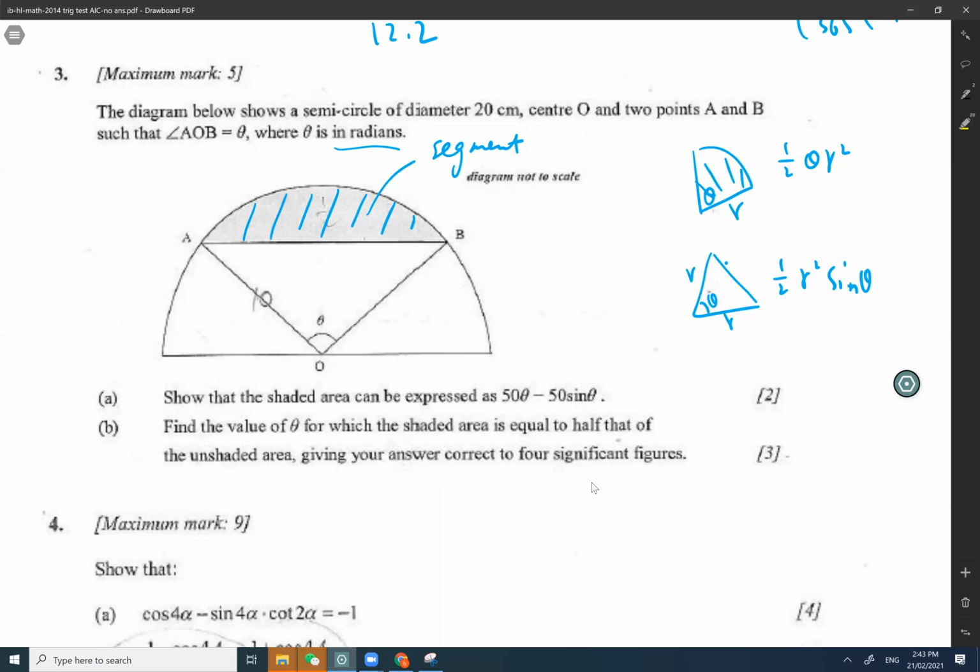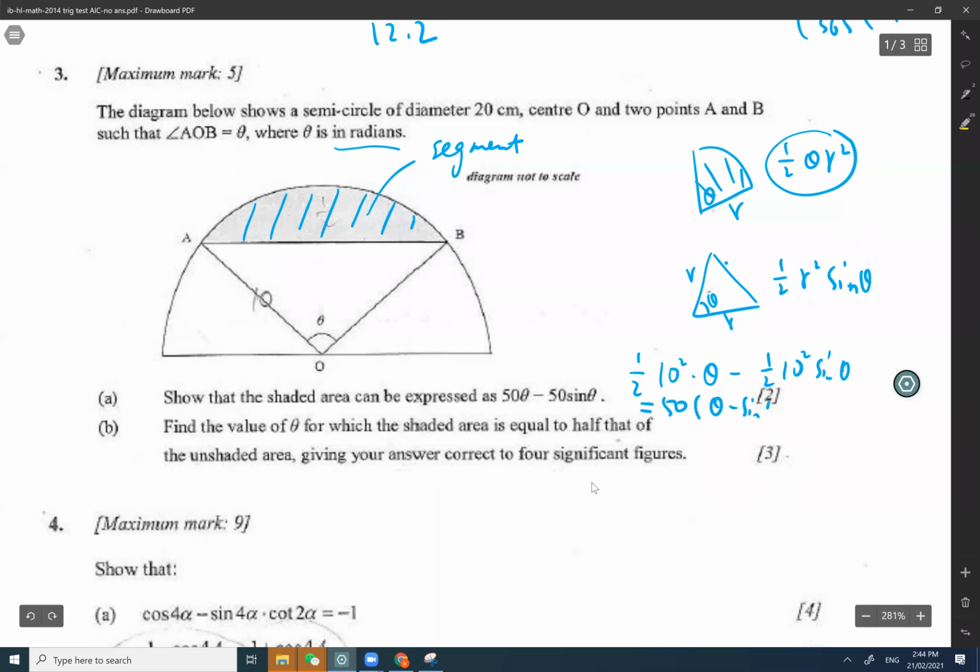The shaded area, I told you, the radius is just 10. So half tan square, just this formula, times theta minus half tan squared sine theta. You just take out 50, you got theta minus sine theta. This part okay.